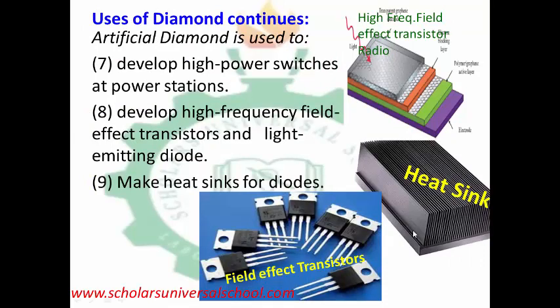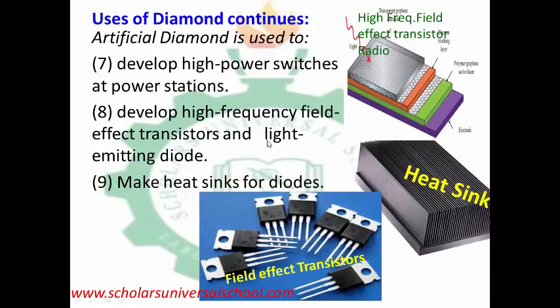It is also used as a switch in high power stations. We use it to develop high power switches in power stations. For example, in an electricity transmission station, diamond can be used as part of the switches. Probably because of its hardness, and because it cannot easily be melted. So let us consider the fifth one.